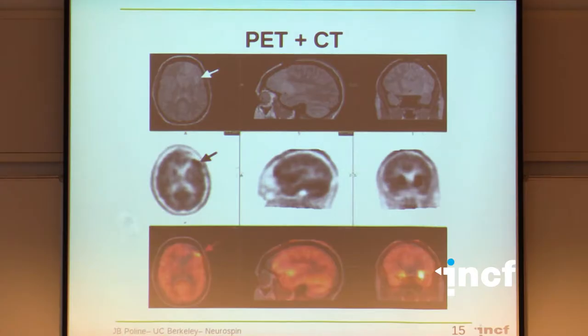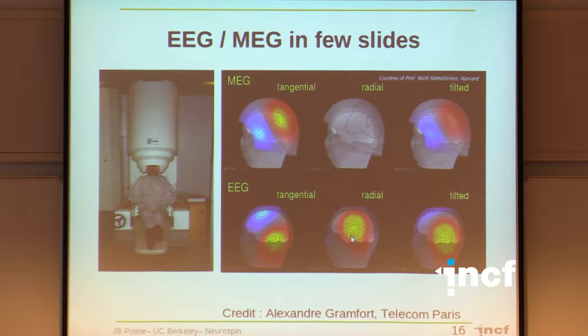And constructors are now doing PET and CT machines. They have two modalities in the same machine, and it's very useful for co-registration and for the economical, quick aspect of having only one machine doing both things at the same time. So let's turn to EEG-MEG in a couple of slides.